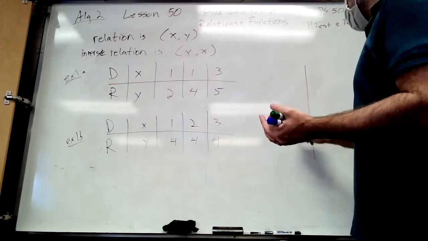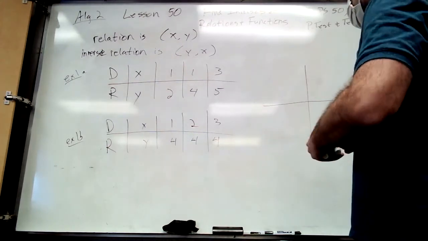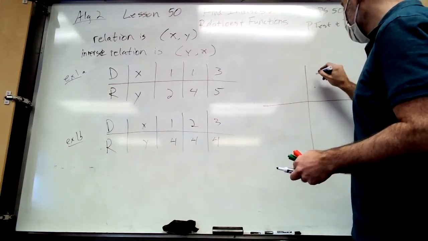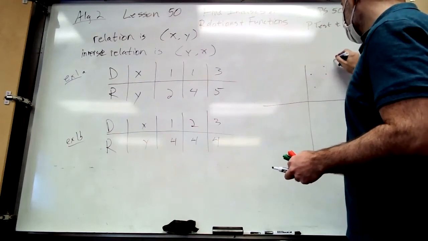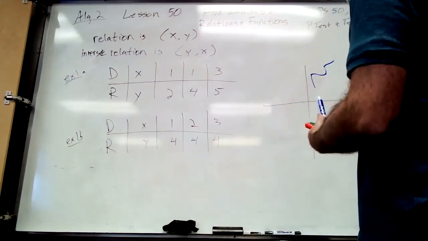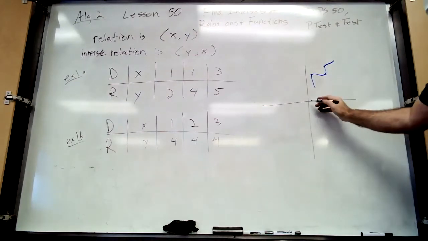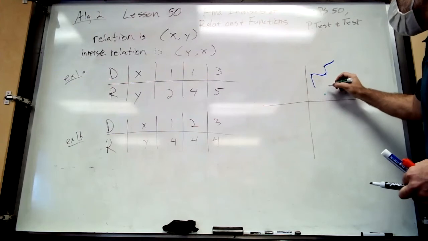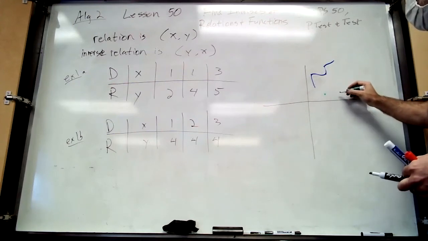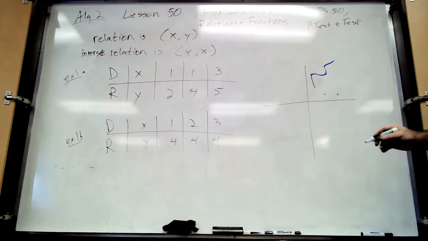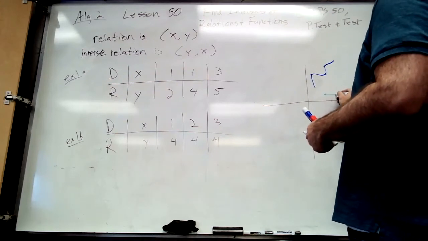So for example, if I were to graph something, basically if I reverse the x and y, if this was 1, 2, then it'd be 2, 1. So it would look like this. If this is 1, 4, then it'd be 4, 1. Okay? So what do you think is going to happen? It's going to look like this.